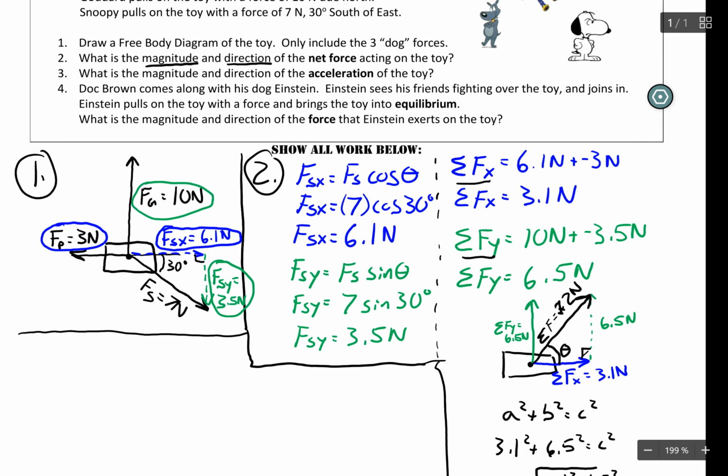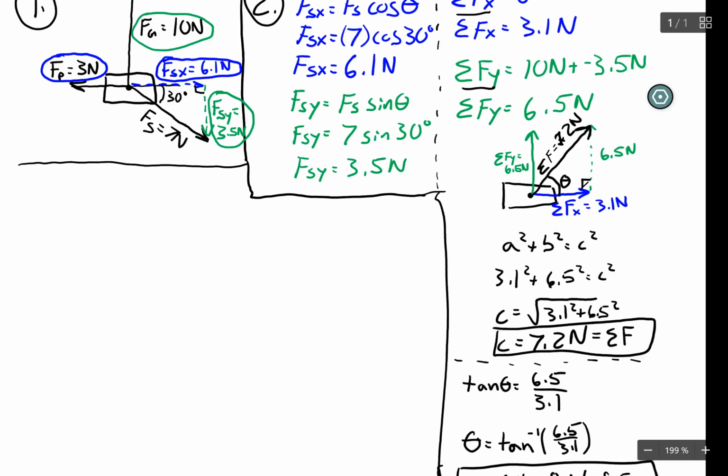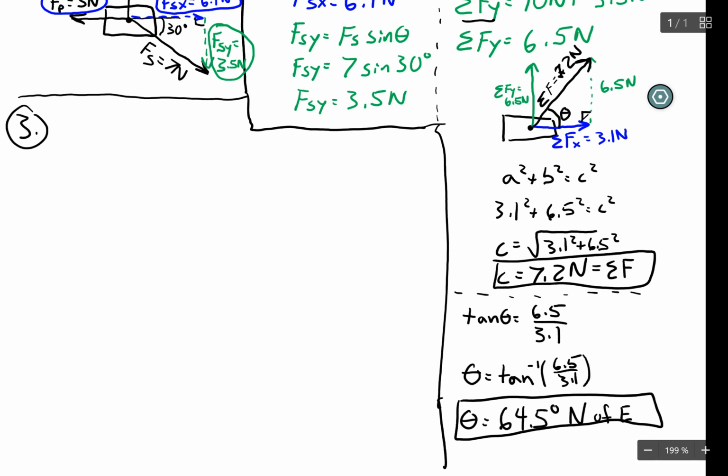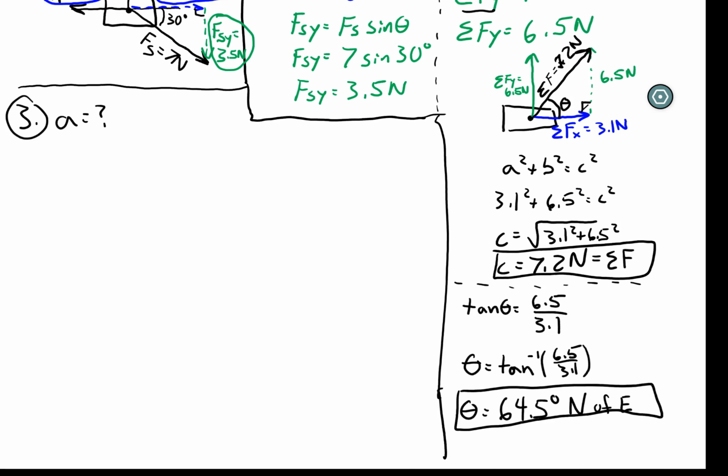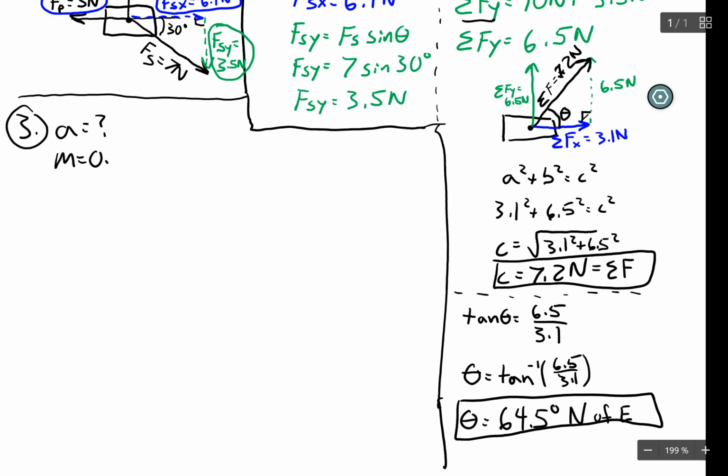It says, what is the magnitude and direction of the acceleration? So this is 3. Well, they tell you the mass of the bone is 0.5 kilograms. See where I'm going with this? And the net force we just calculated is 7.2 newtons. So we don't actually have to do any of this crazy vector stuff because the net force acts in the same direction as the acceleration. We did the hard part already. Now it's just using Newton's second law.